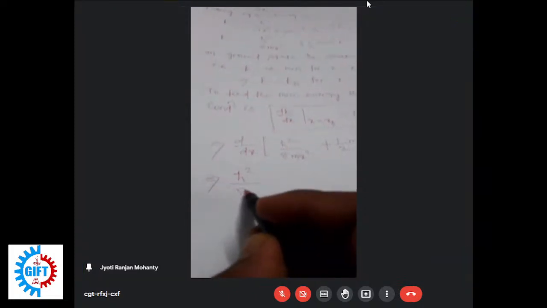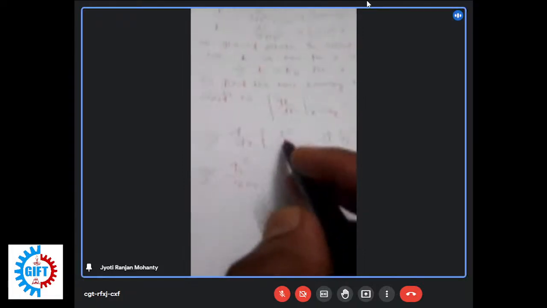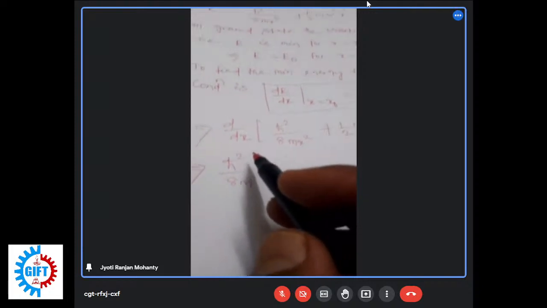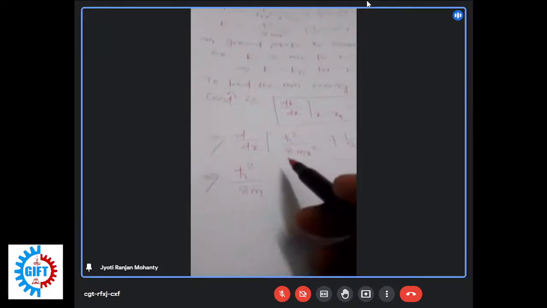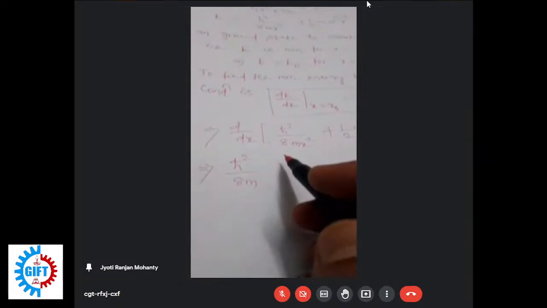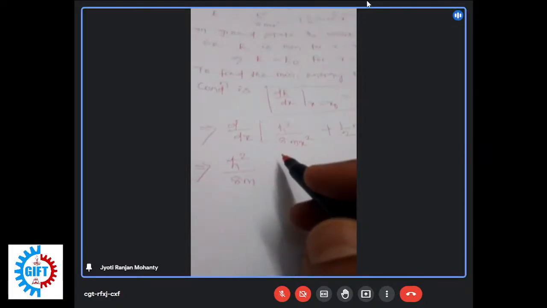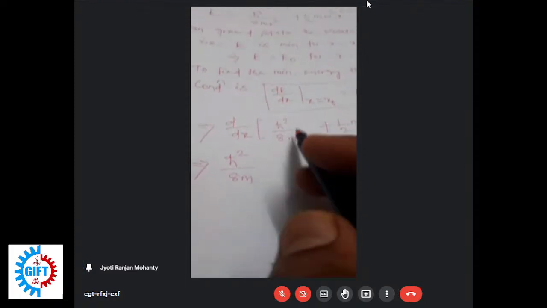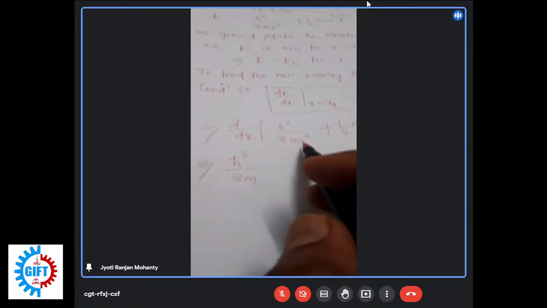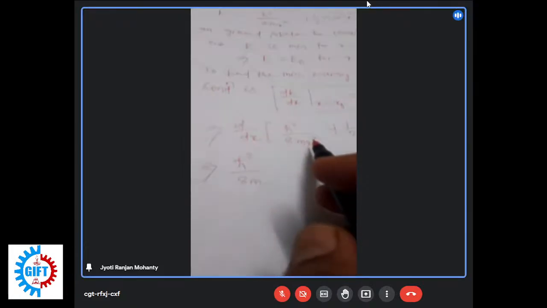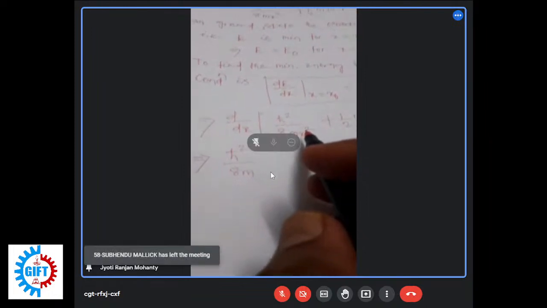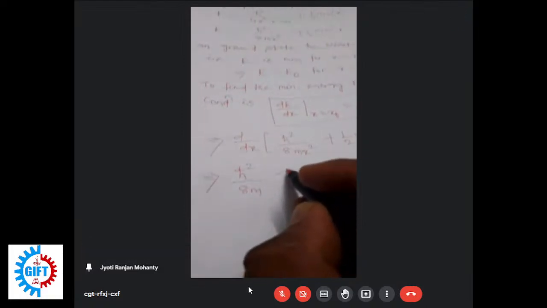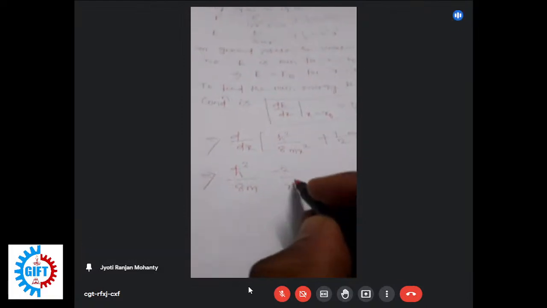The constant will go outside, h cross square by 8m, that constant goes outside. Now what will happen? Tell me quickly. The derivative of 1 by x square. What will it be? 1 by x square means x power -2. What is the derivative of x power -2? It is -2 by x cube.